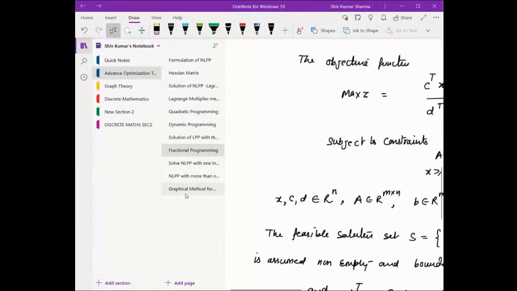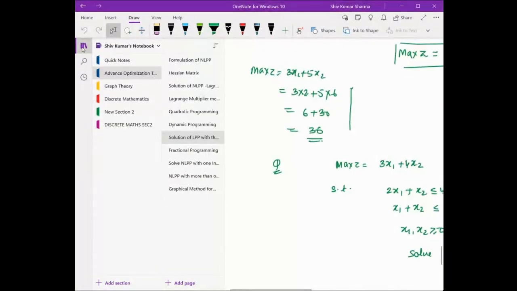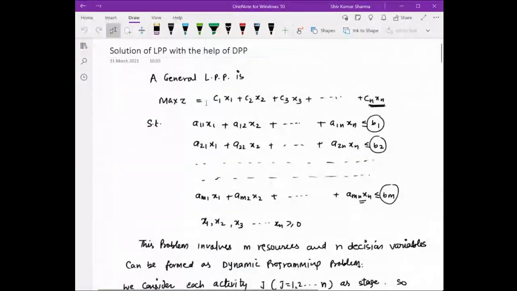That means in the LPP you can write this type of form as Ax equal to b. That means we make a matrix A with entries a11, a12 and so on of order m by n, x a column matrix, and b also a column matrix. We write it in the form of Ax equal to b.